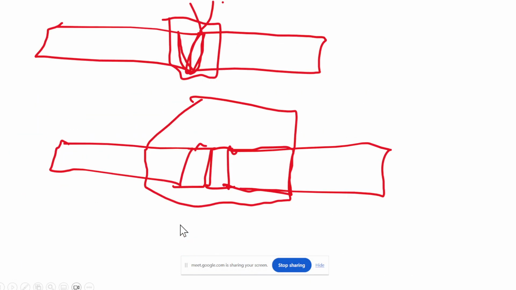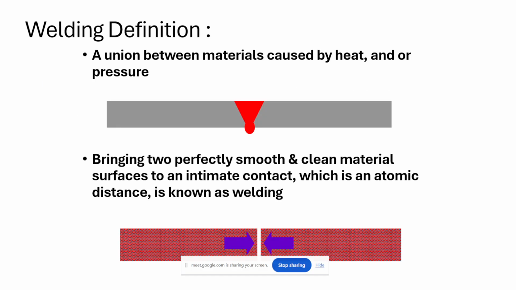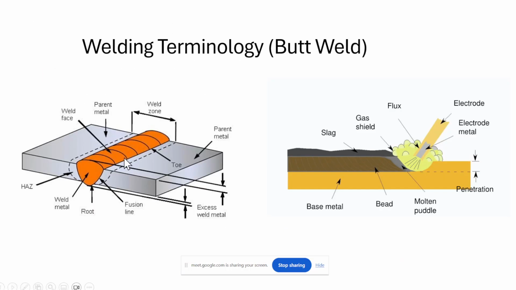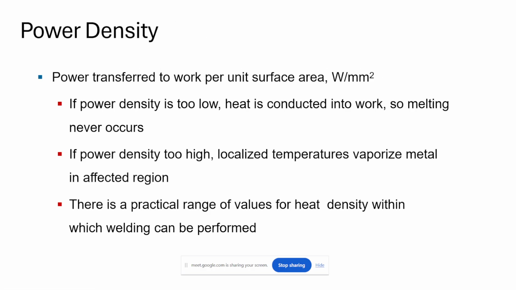And also we have briefly seen the different welding processes. What is the welding definition? Joining of two materials by using heat or pressure. Based on that, we have seen the different welding terminologies also: the weld bead, the parent material, weld zone, heat affected zone, and the fusion zone, and so on. Then we have seen the power density for the different welding processes.